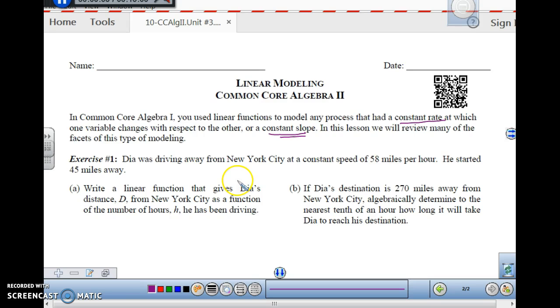First of all, usually when we see linear modeling, it's in the form of a linear equation, which is y equals mx plus b. And when we're talking about this, we know that m is going to be the slope, or the rate of change, and then b is going to be your y-intercept, or your starting value.